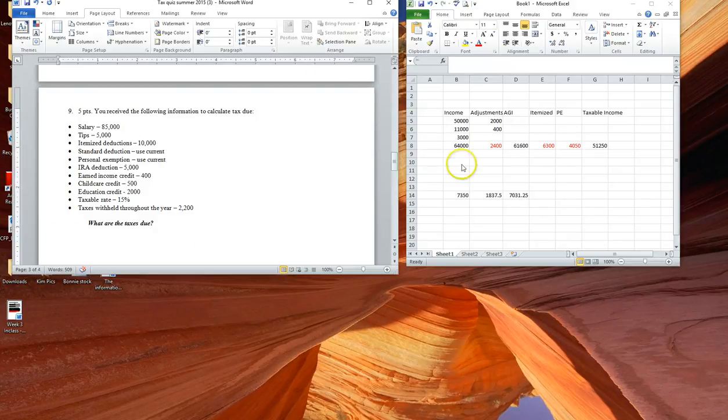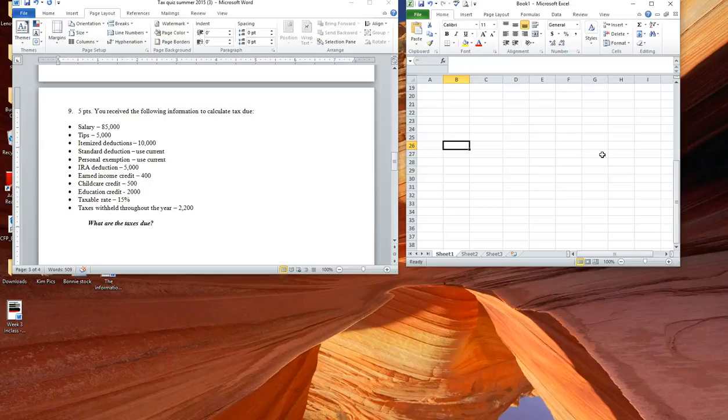What are taxes due? I'm going to go over here, open this up, and the first thing I'm going to look for is salary. Again, I'm going to type in my categories: income, adjustments, next. So my income here is $85,000 and tips of $5,000. Do I have any, and right now I'm looking for adjustments. I do. I have that IRA deduction of $5,000. Okay. I don't see any other adjustments.